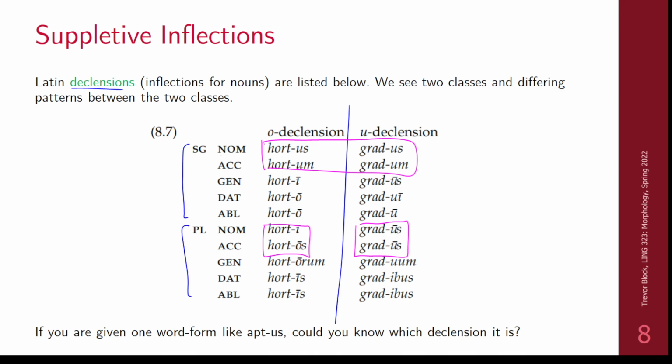So here's just a question. If you're a language learner and you're given a word like aptus and you want to start using it in a sentence, could you know what declension it is just from hearing aptus? And of course the answer is no. You don't know which paradigm it is, because all you'd know is that's a singular nominative form. You'd have to hear another form to figure it out. So the accusative singular won't work, but any of these others should help you know what declension it would be.